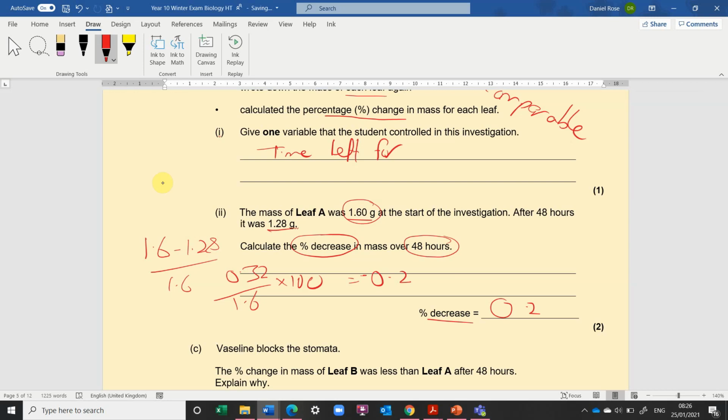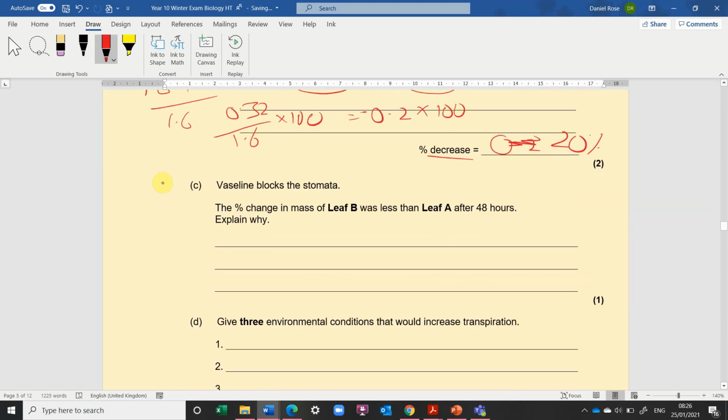Does that seem roughly right? No, it's gone down more than 0.2%, so I didn't times it by 100. So obviously that gives me 20%. Okay, scrub that one out. And just again, does that seem sensible? Well, if I look, it's lost about a fifth of its mass. So that answer seems correct. And it's worth doing that mental check first of all.